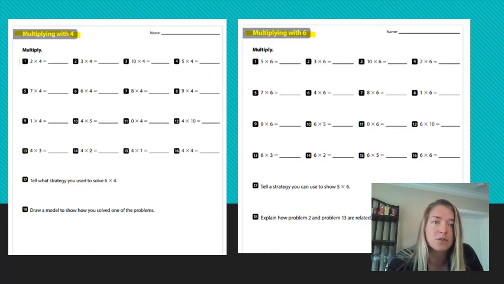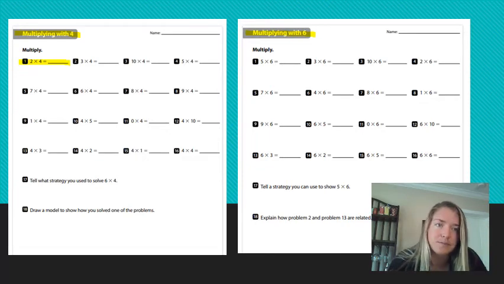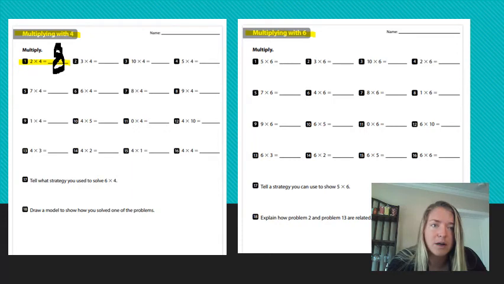Write out your times table by skip counting. So for example, 2 times 4, I'm going to skip count 2 4 times. So I'll start 1, 2, 3, 4, 5, 6, 7, 8. If I skip count 2 4 times, I get the number 8.